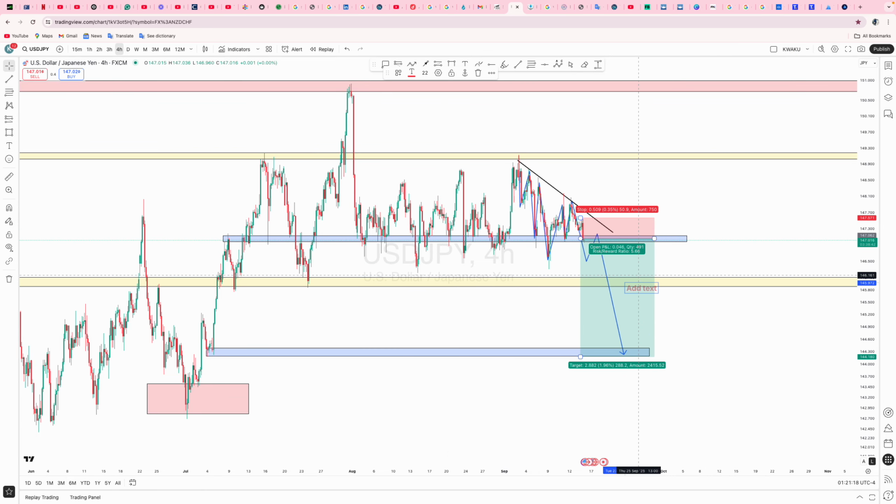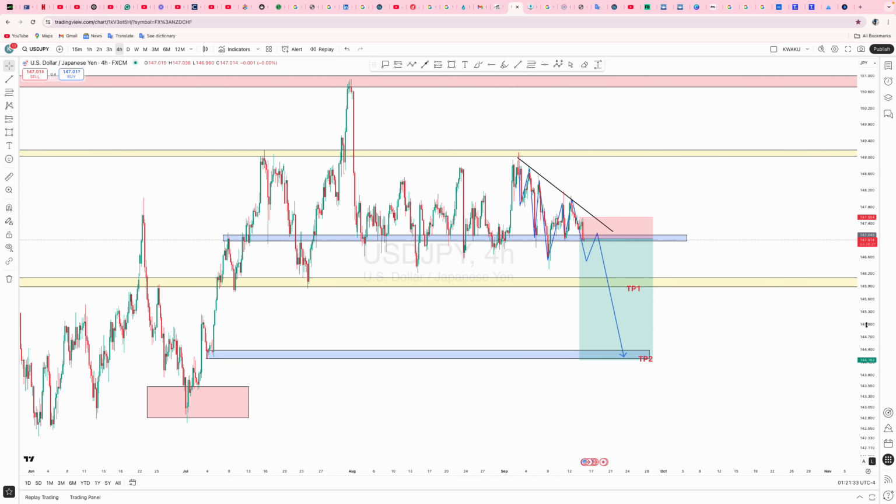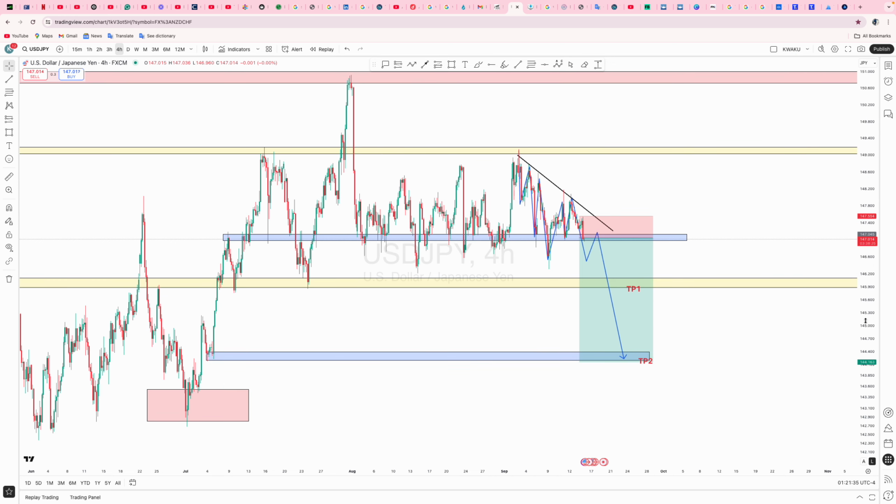So first TP1 is this support in daily level, and then TP2 is here. So yeah, with this, I'll end here, and then I'm waiting patiently for price to present itself like this. Then I'll look for more sell opportunity back to this support.